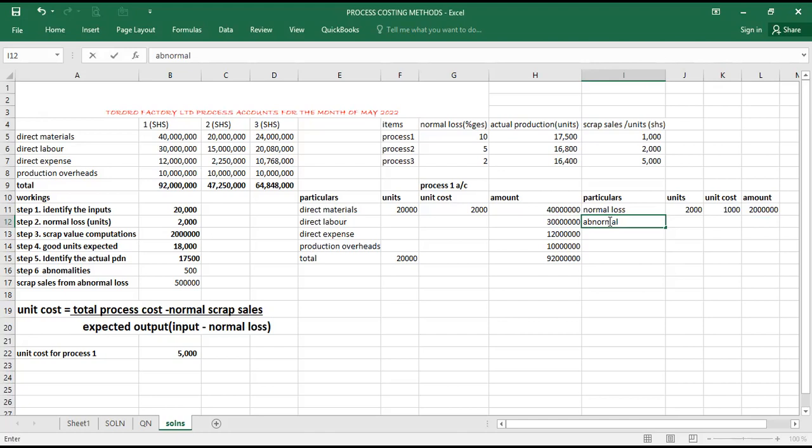And we are saying these abnormal losses, the value for these abnormal losses is, the units were 500. But remember, this abnormal loss, we are valuing at the price of the finished or the good units. And we are valuing them at 5,000, the same way we are valuing the good units. That is 5,000. So don't get confused with this value here.